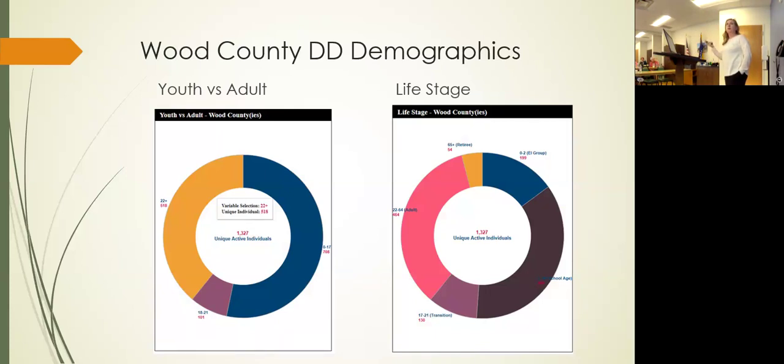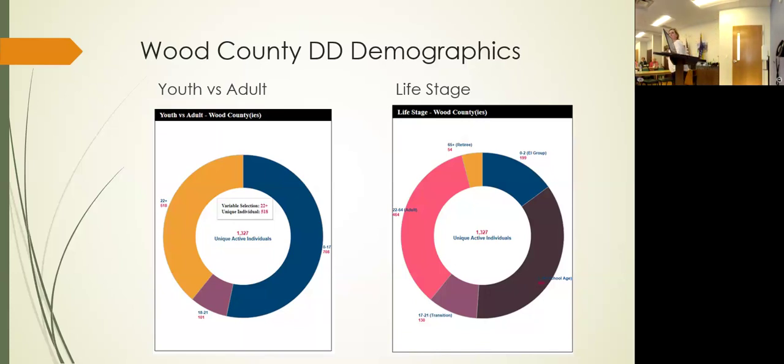This is Wood County. In Wood County, we serve 1,327 individuals. The blue is 0 to 17 and 18 to 21. This is everybody else, so 518 are 22 and above. Your vast majority, though, are the ones that are coming up, that will be becoming adults.